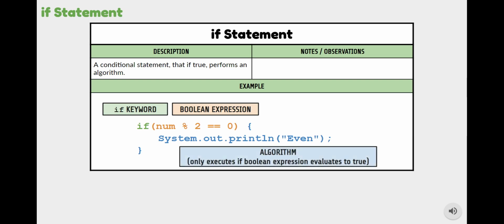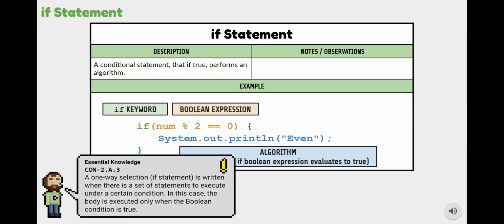After the Boolean expression, you have an algorithm contained inside of curly braces. We have that block of code. Now that algorithm will only execute if the Boolean expression evaluates out to true. And that algorithm doesn't need to be just one line of code. It could be 2 lines of code. It could be 100 lines of code.